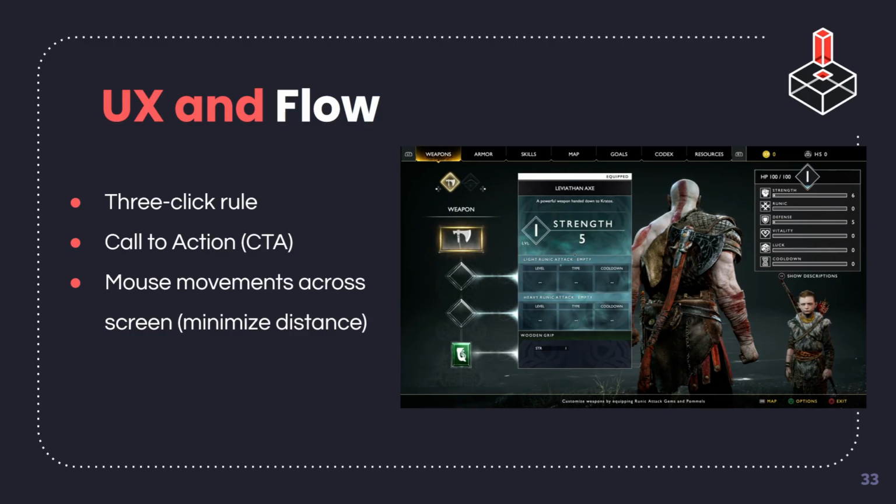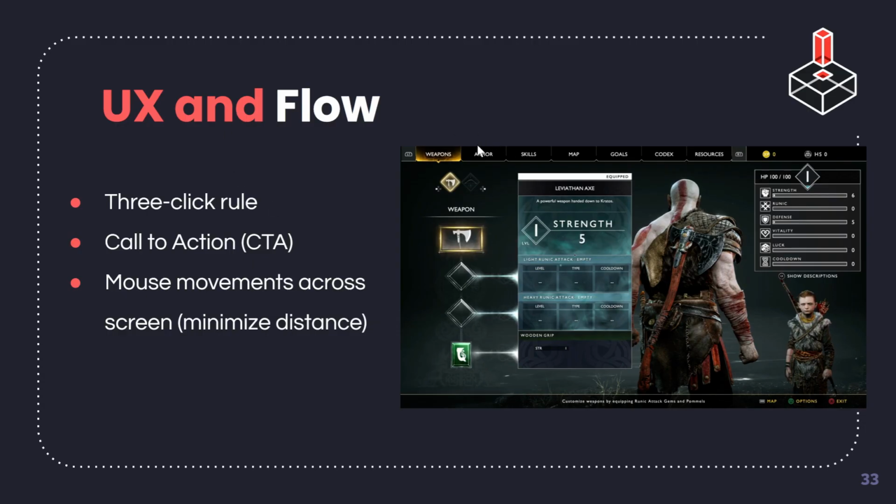You also want to think about mouse movements across your screen. You want to minimize distance in between different sections that the user has to click. You don't want the user to have to be dragging their mouse across the entire screen to click different sections. You want to put those sections next to each other. So that's another thing with grouping like elements. It's important that they're able to quickly select different options if they want to.